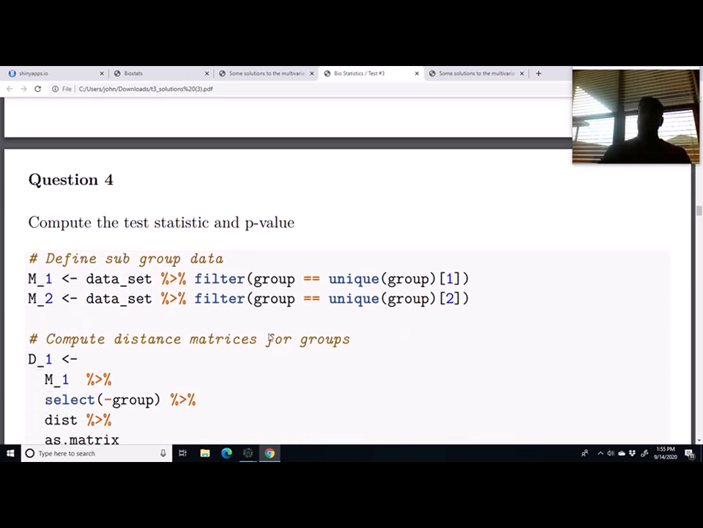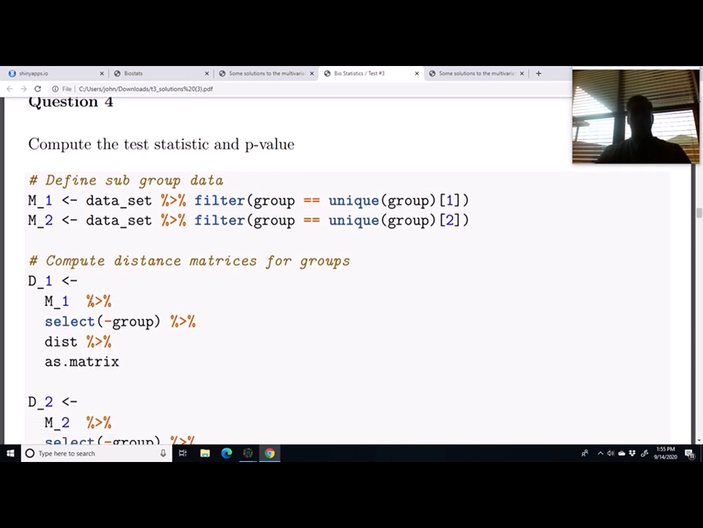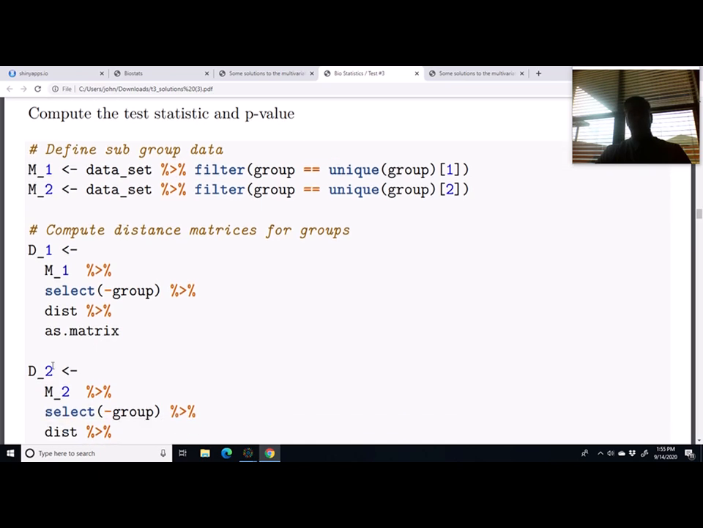Then you can work from there to derive or get to the test statistics. So M1 and M2, we need to get the subgroup data. So I'm filtering the data set just to have the individual groups. And then I need to get the distance matrices just for those groups. So D1 will be N1 piped to select, where I take away group. Then I get the distance function, and then I turn it into a matrix. And I do the same thing for D2.